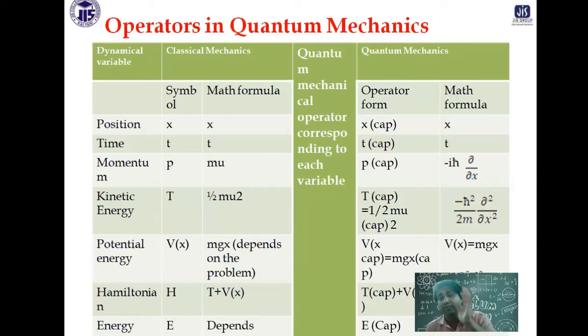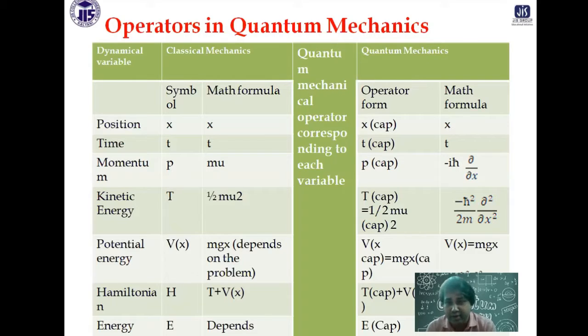It's a very beautiful table. The list of variables is there. How do you see them classically, and how do they differ quantum mechanically? That is presented. For every variable there exists an operator. If you put a cap on a classical symbol, it makes a quantum operator. x becomes x cap, that is position. Time t becomes t cap. Momentum becomes p cap. Hamiltonian becomes H cap.